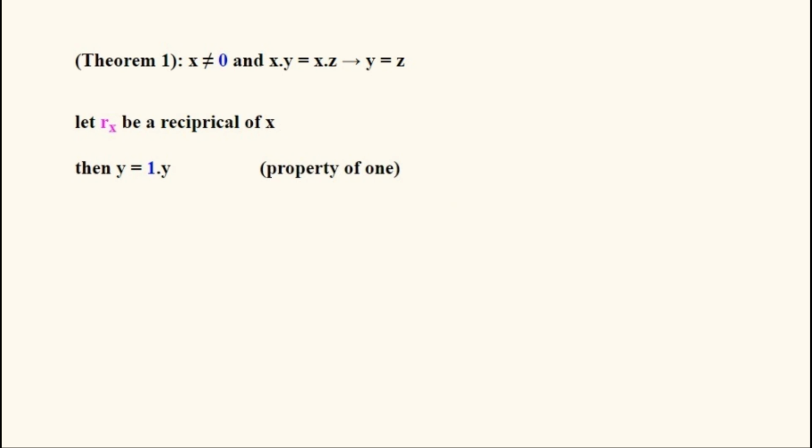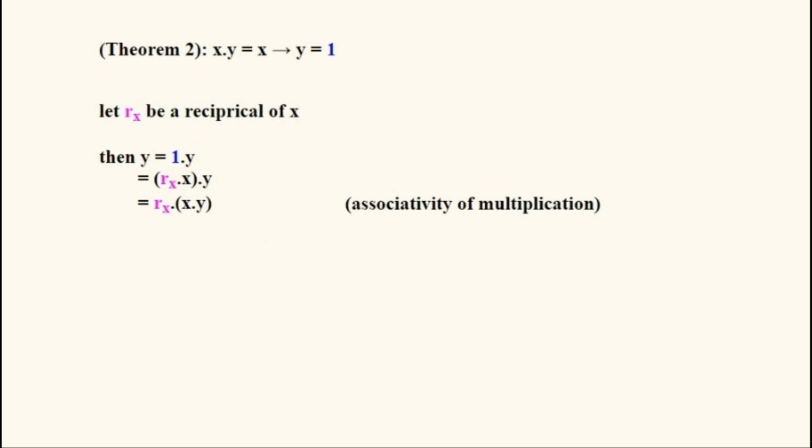Now to prove this very obvious theorem. We'll assume that x is non-zero, because y could be any number if x was 0. So x has a reciprocal. Starting with y, we'll expand it using this axiom. And then expand it again using this axiom.